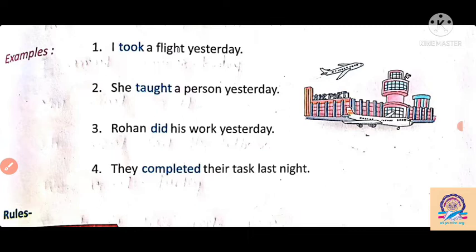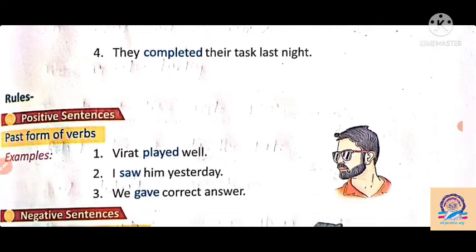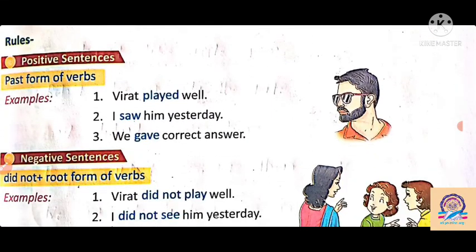So we have to use the second form of the verb. Second form of the verb means past form of the verb. Most probably we can make the verb in past form by adding d or ed. If e is there, then we have to add d. If e is not there, then we have to add ed to make the verb in the past tense. The rules and regulations are given here.